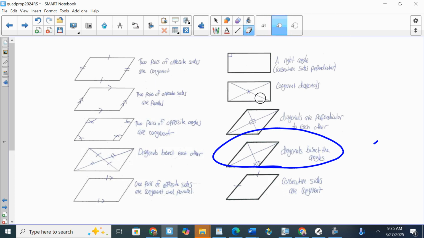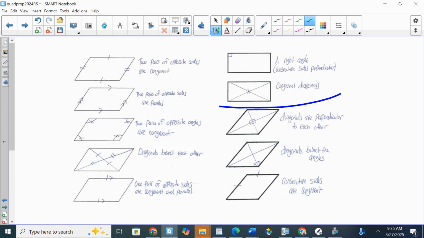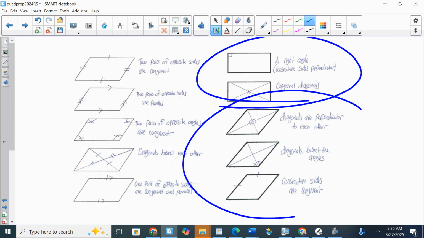And to prove a square, the square is the baby of Papa rectangle and Mama rhombus. So to prove the square, it needs to have one of the Papa rectangle properties, or one of the Papa rectangle proofs, and one of the Mama rhombus proofs.